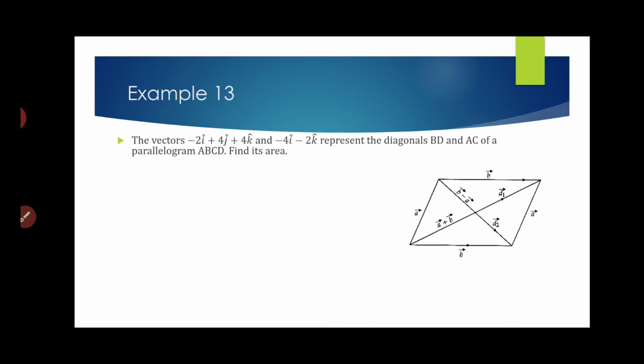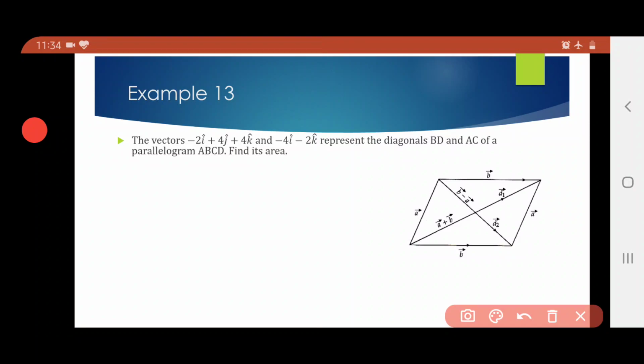Now let us draw this parallelogram and understand. See, if I have the parallelogram like this, and this is your A vector and this is your B vector, you just see the sense. B vector is going in this direction, A vector is going in this direction. So this is in this sense.